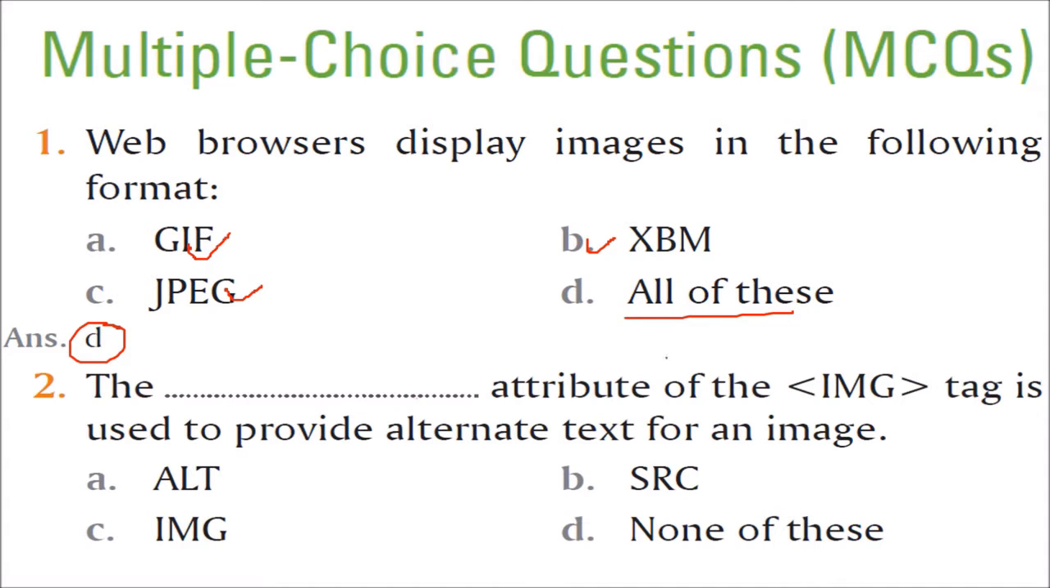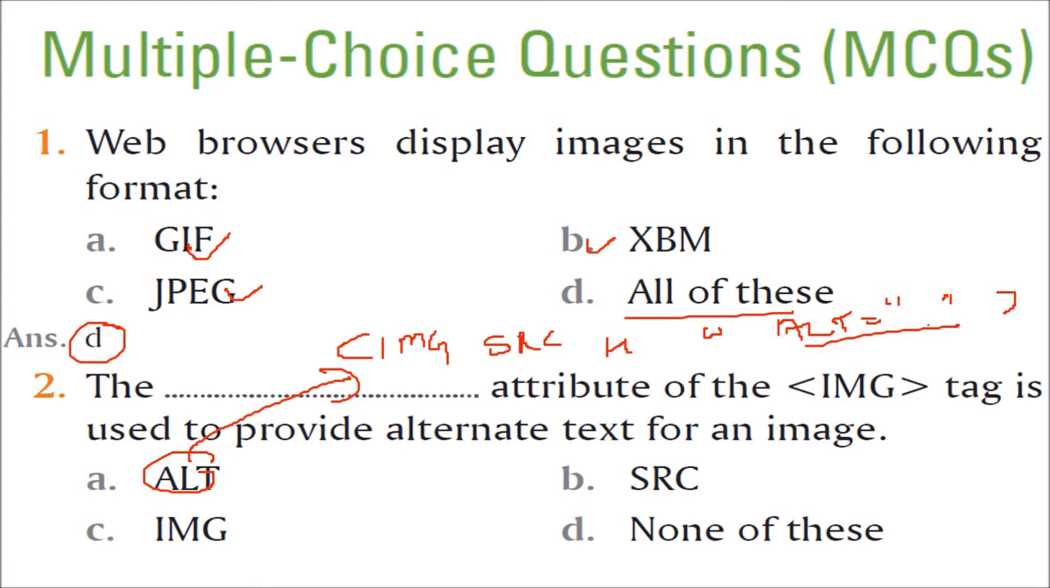Next is the dash attribute of the img tag is used to provide alternate text for an image. So this is ALT. ALT attribute of this img. So img is written like this, img. Then you have src here, then height and then width. Then you have ALT. Then you can give the name. So that will be the alternate name. So if you hover your mouse on this image, you will see this name, which you give inside these double quotes. The answer would be A.